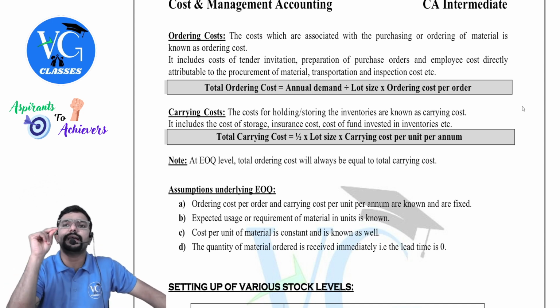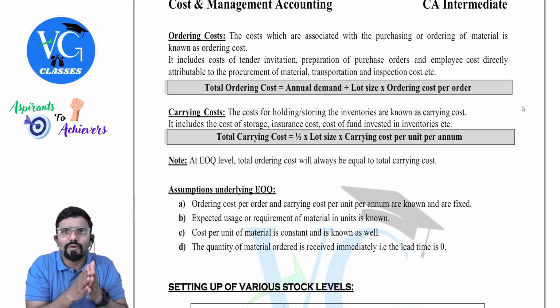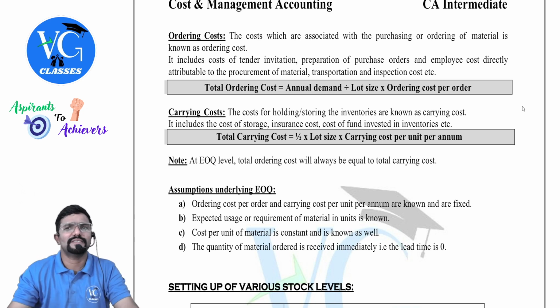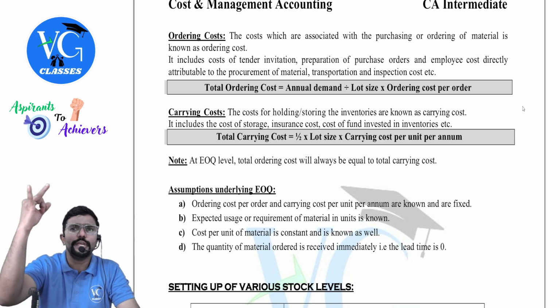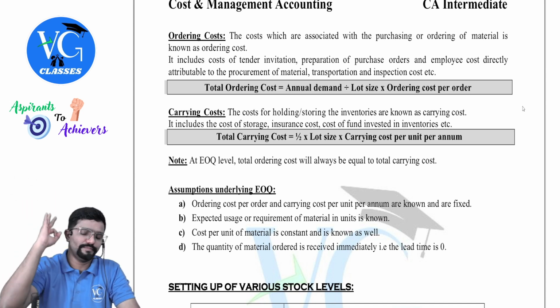Yes, sir. What is carrying cost? Sir, I have received the goods now. Once I receive them, whatever cost I incur to take care of those goods is called carrying cost. Carrying cost, holding cost, storage cost are everything one and the same.